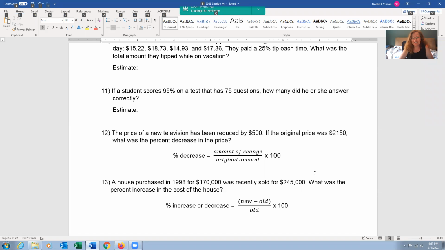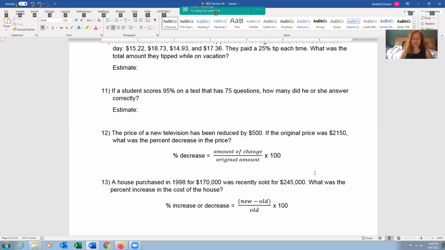Okay, I'm back. So the price of a new television has been reduced by $500. They're already telling us what the discounted price is, or the subtraction amount. We still need the original price, however, to know what to divide our changed amount by. In this case, you will simply plug in the $500 for the amount of change and divide it by the $2,150. You'll get a decimal because the smaller number is on the top, and then you multiply by 100 to turn it into a percent. Once you know the formula, it's not too bad.